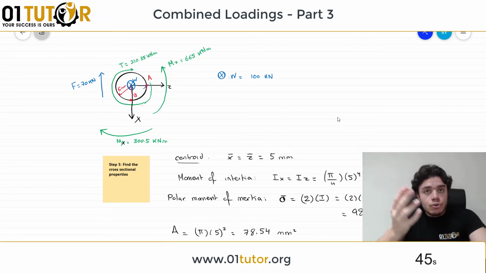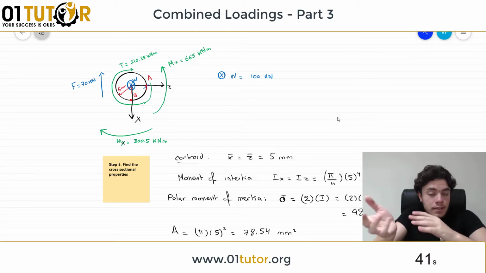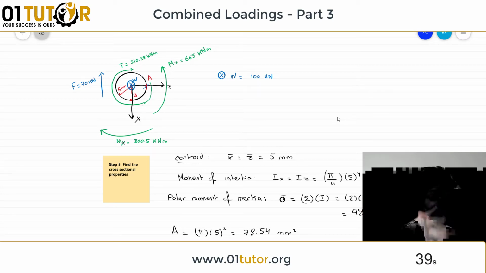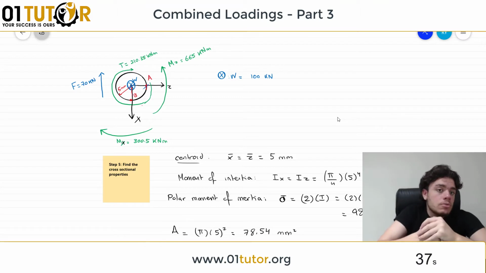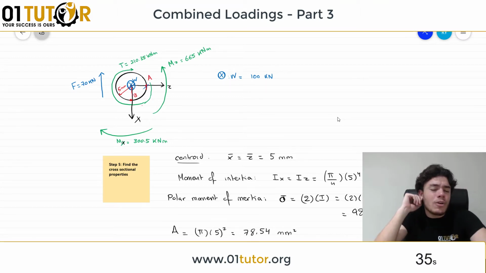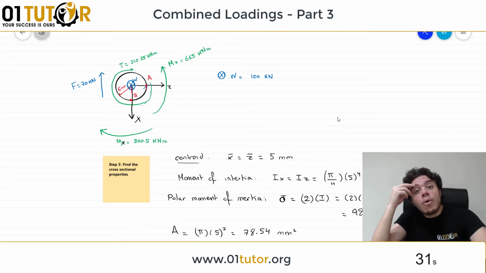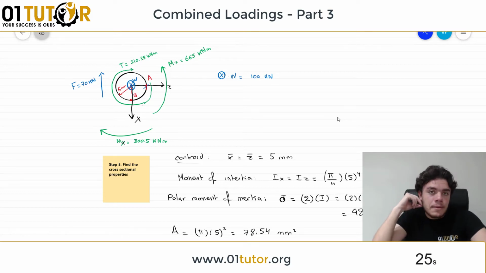The shear stress due to the torsion is going to be equal to T rho over J. J is the polar moment of inertia, which is 2 times I. T is the applied torsion, which we found to be 210.35 kilonewton meter. And rho is the radial distance between the center of the cross section and point A, which in this case is 5 millimeters. Follow these steps, you get the answer.